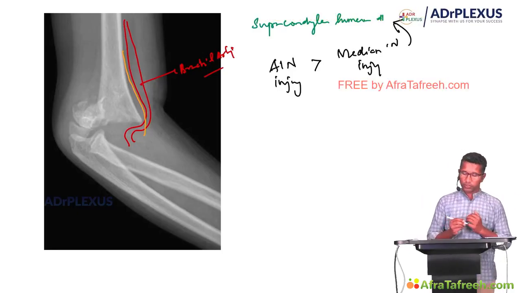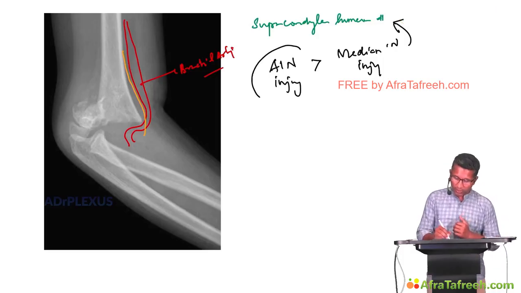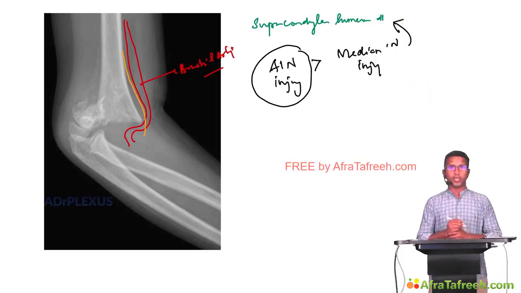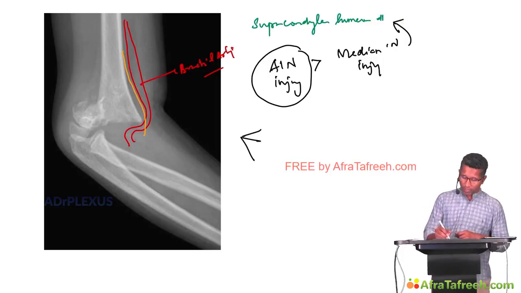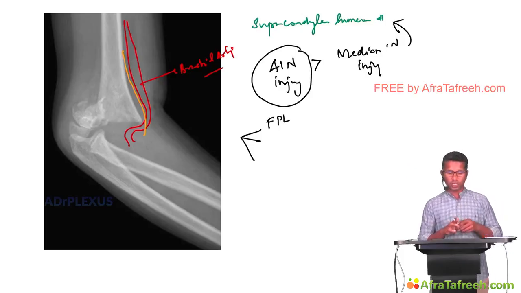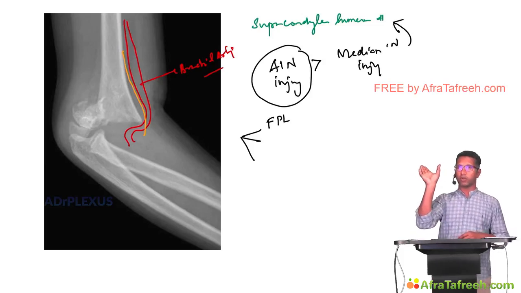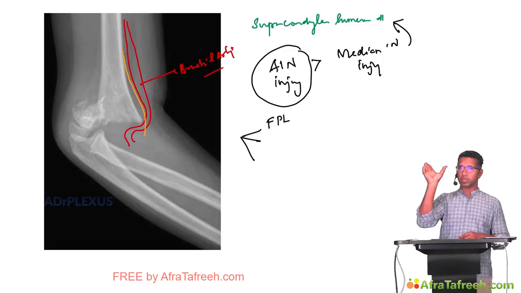So please remember, whenever there is a supracondylar humerus fracture, anterior interosseous nerve injury is very common. The anterior interosseous nerve supplies three muscles. One, it supplies the flexor pollicis longus muscle. What is the action of flexor pollicis longus? If I want to flex the interphalangeal joint of the thumb, my flexor pollicis longus has to work.